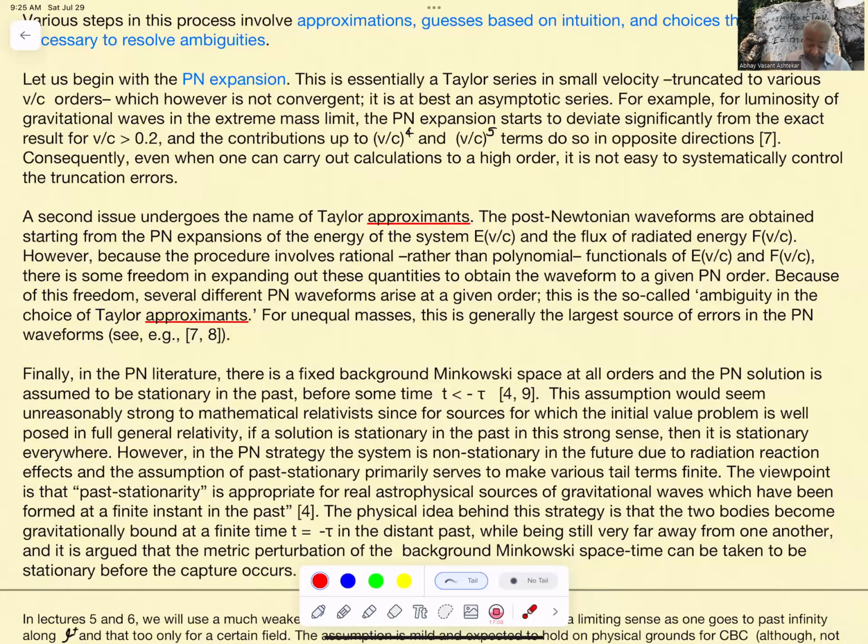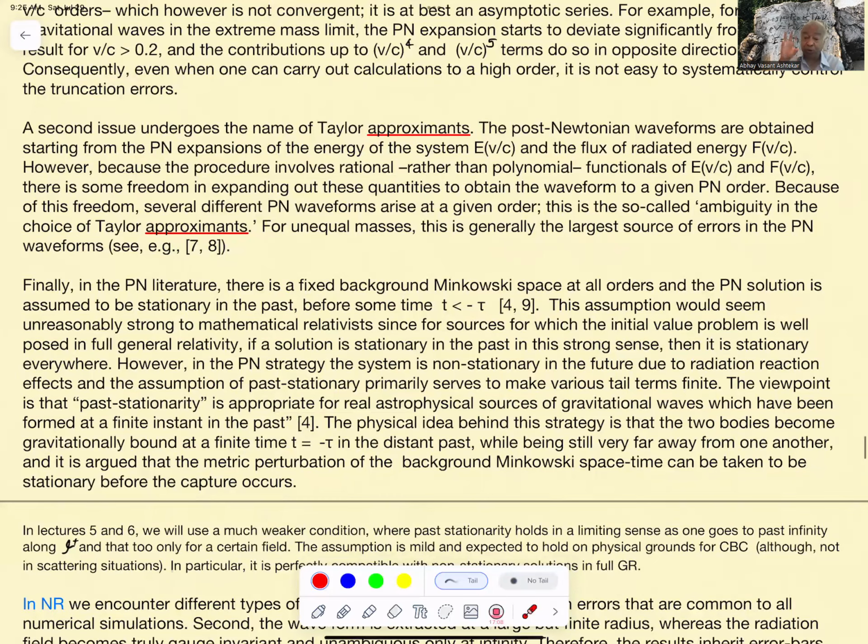And in fact, for unequal masses, which of the Taylor approximants you choose is generally the largest source of errors in the post-Newtonian waveforms. Again, as I said, by now there's enough intuition to know which is the best available approximant in a given region of the parameter space. But again, these are all based on a lot of experience, intuition, comparison with numerical relativity, and so on.